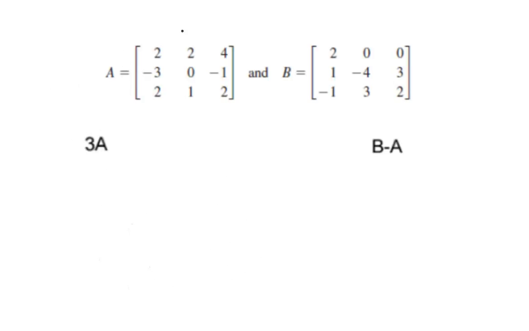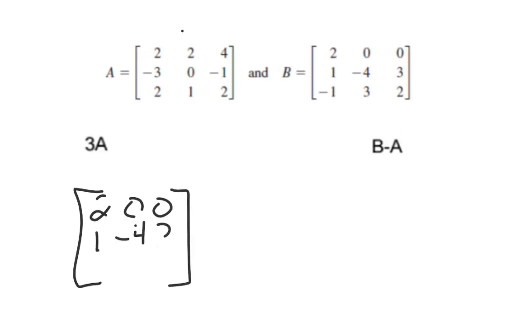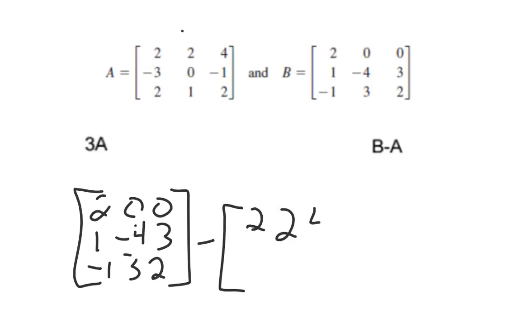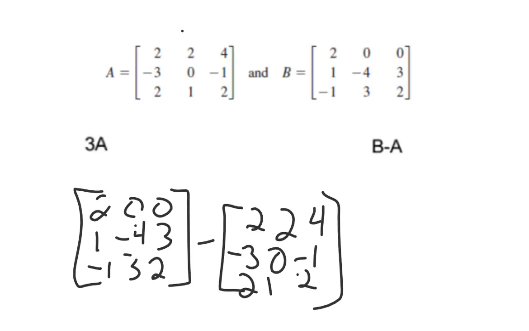Now for my subtraction, I'm going to take B, which is 2, 0, 0, 1, negative 4, 3, negative 1, 3, 2, and I'm going to subtract A from it, which is 2, 2, 4, negative 3, 0, negative 1, and 2, 1, 2. The only thing with addition and subtraction of matrices is you have to make sure that they are the same dimension. This is a 3 by 3, so we can do it.